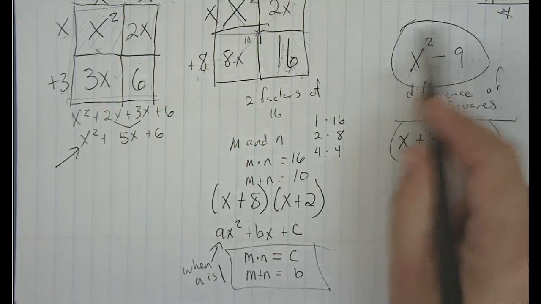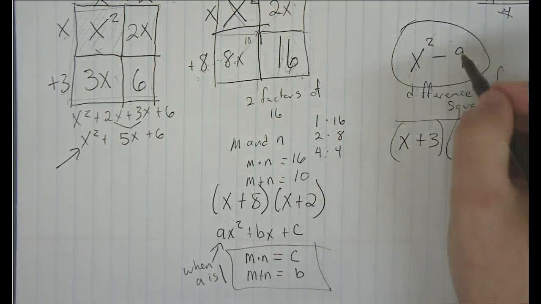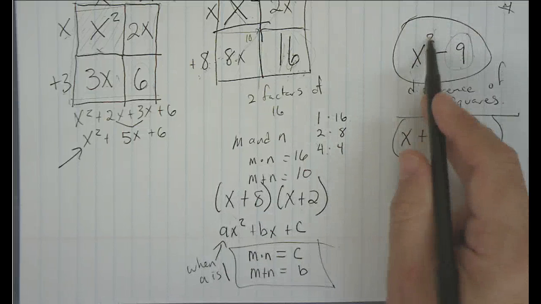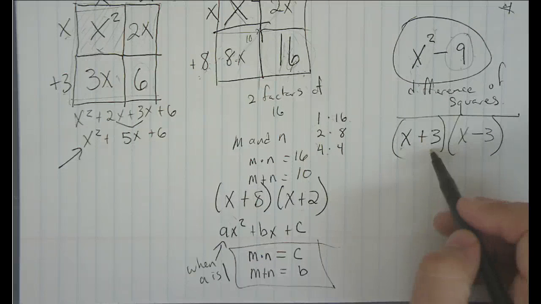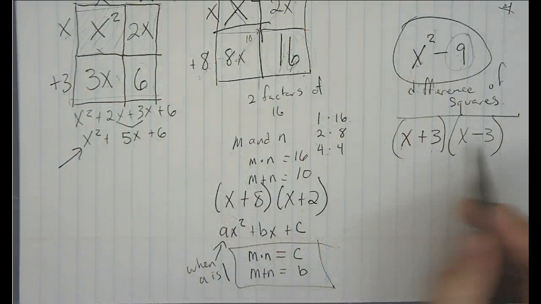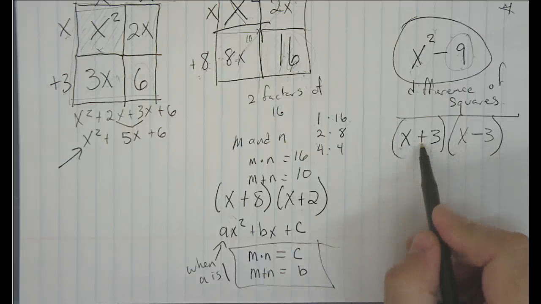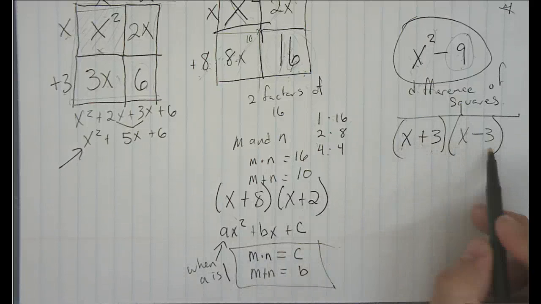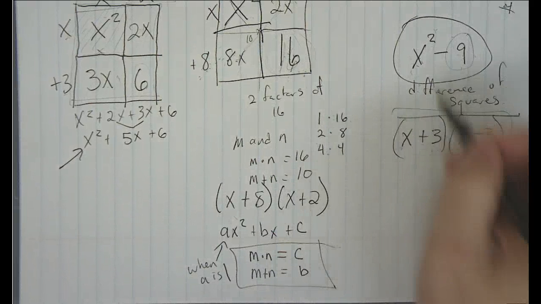All you're doing is noticing, hey, that's a perfect square, and that's a perfect square. So let me square root each one. X squared becomes x, 9 becomes 3. That's taking the root of each of these perfect squares. And then I make two binomials. One is add and one is subtract. So this is an add and a subtract of this square. So this is a pattern.